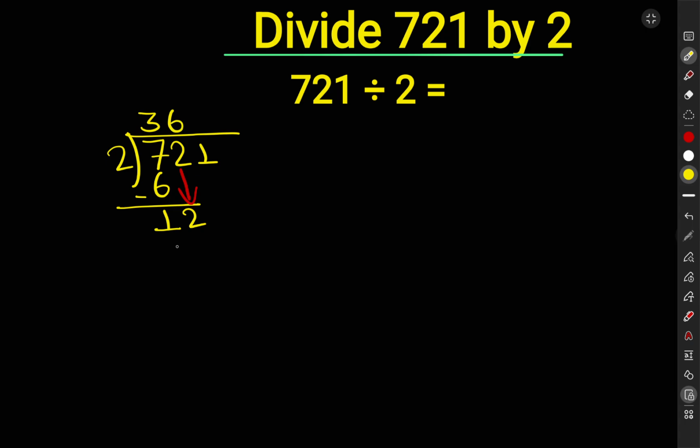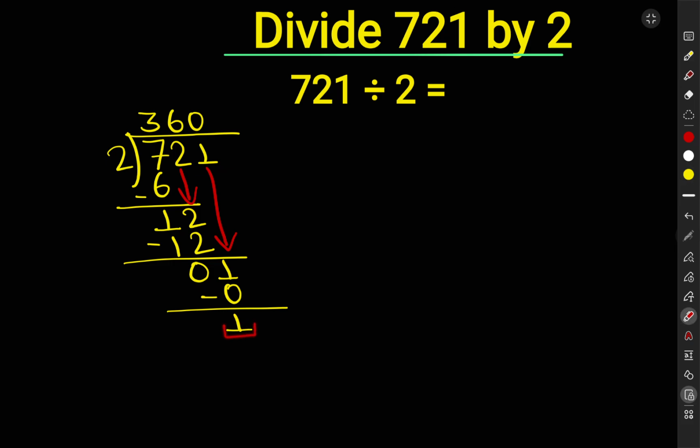So 2 times 6 is 12. On subtracting we get 0. So now we put down this 1 and 2 times 0 means 0. On subtracting we get 1.